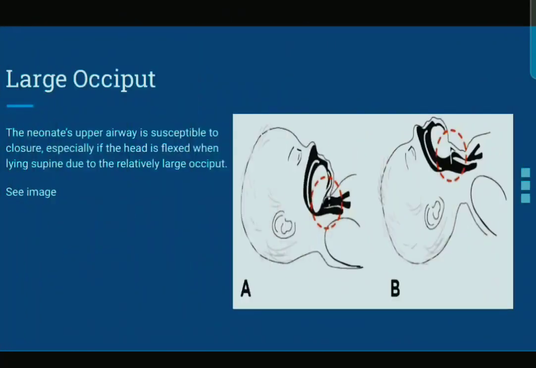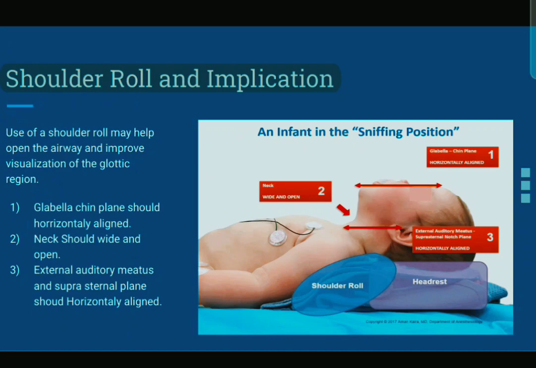See image. Large occiput. The neonate's upper airway is susceptible to closure, especially if the head is flexed when lying supine due to the relatively large occiput. See image. Shoulder roll and implication. Use of a shoulder roll may help open the airway and improve visualization of the glottic region. 1. Glabella chin plane should be horizontally aligned. 2. Neck should be wide and open. 3. External auditory meatus and suprasternal plane should be horizontally aligned.